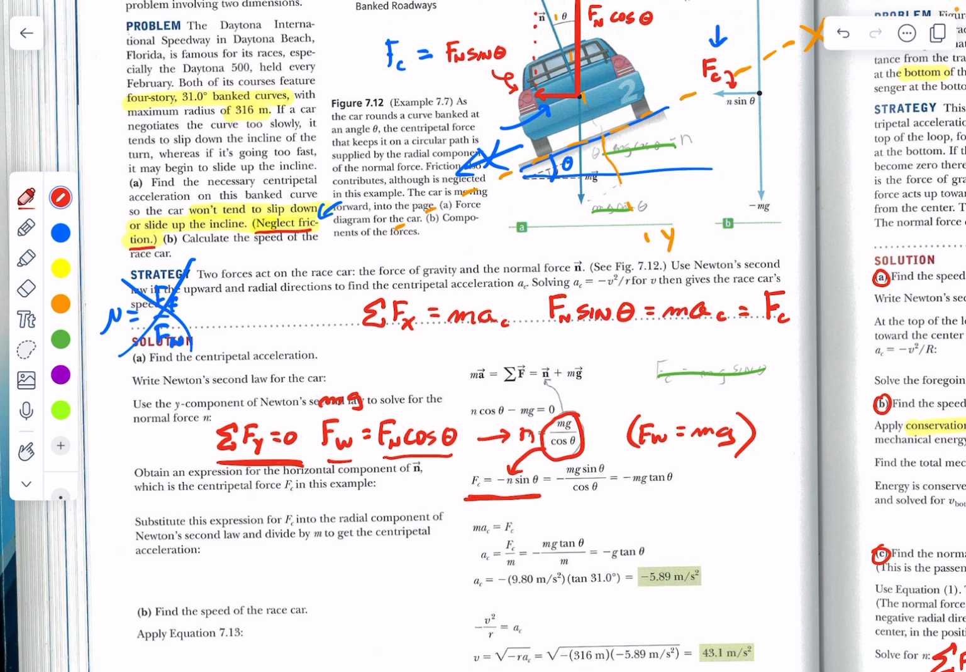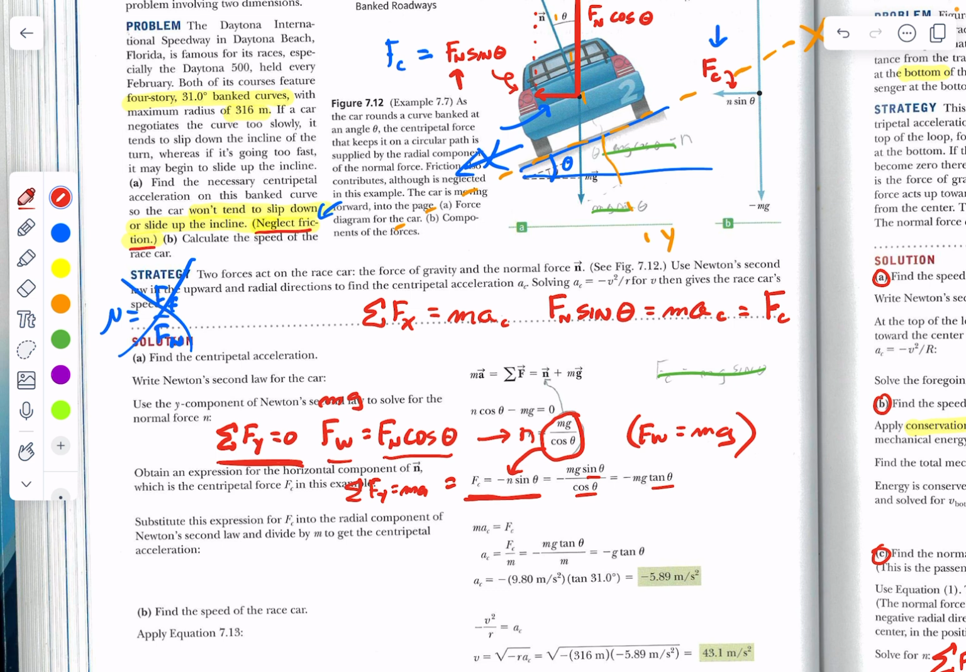The unbalanced force is a centripetal force. The summation of the forces in the y direction equals ma. It's the unbalanced force, and that unbalanced force is a centripetal force. And we are going to plug in for the normal there, which is, there's the normal way back up there, Fn sine theta. We're going to plug that in, mg over cosine theta in for n, and now I have sine theta over cosine theta, which is tan theta.